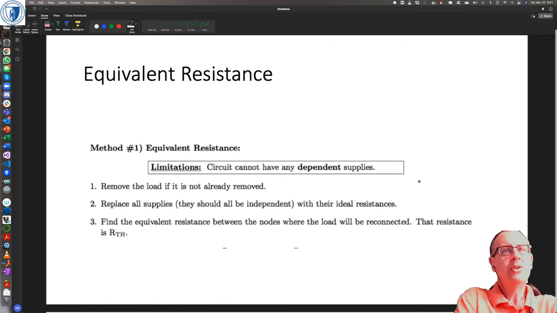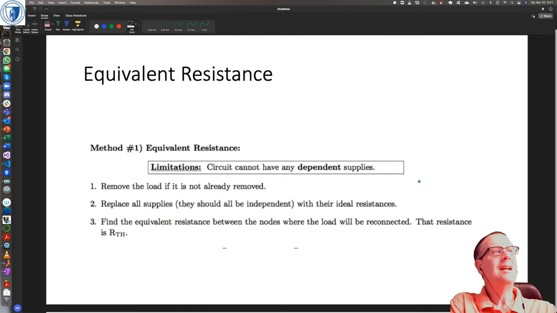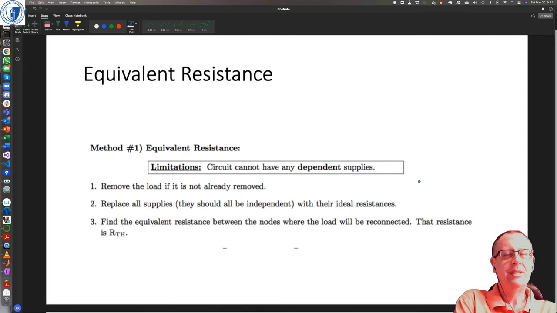So the equivalent resistance approach has a limitation, which means that you can't have a dependent supply anywhere in the circuit. So it is a bit limited. And the approach is you remove the load resistance, and then you replace all of the independent supplies. They have to be independent. You can't apply this approach with a dependent supply. So you replace all of the independent supplies with their ideal resistances. So voltage source becomes a wire and the current source becomes an open circuit. And then you find the equivalent resistance between the nodes where the load was connected. And that resistance is the Thevenin resistance. It's also the Norton resistance.